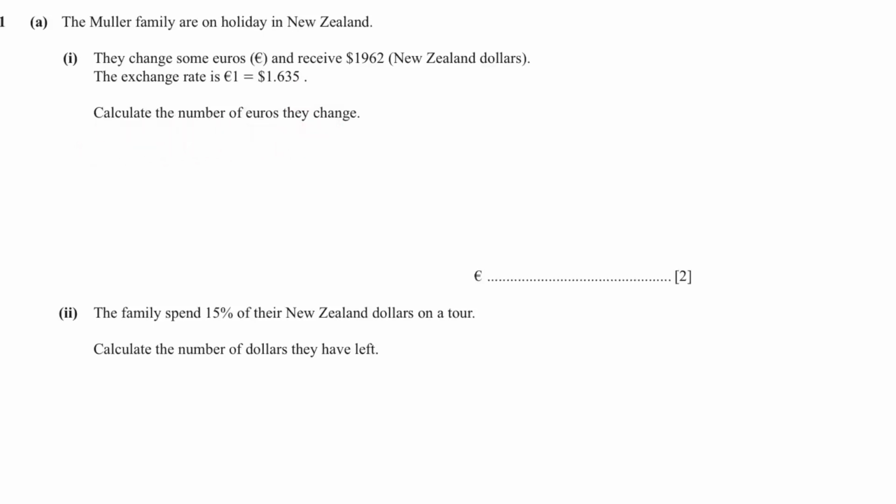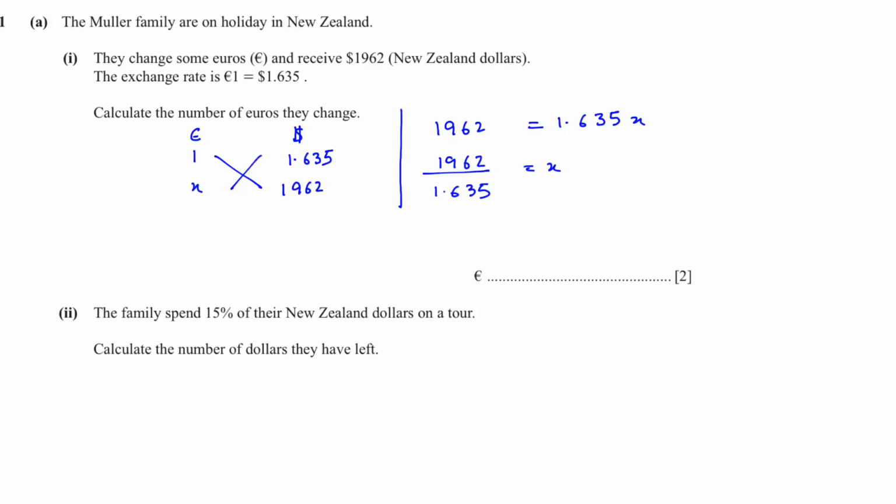Whenever you have a question like that, first write down euro and dollars, and then write down the exchange rate. When the €1 is equal to $1.635. Therefore, 1962 is equal to how many? Cross multiply. 1 multiplied by 1962 is 1962. And 1.635 multiplied by x. This is a multiply. When you bring on the other side, it will be divide. 1962 divided by 1.635 is the x value, which is our euros, 1,200. Therefore, the number of euros that they get is 1,200.